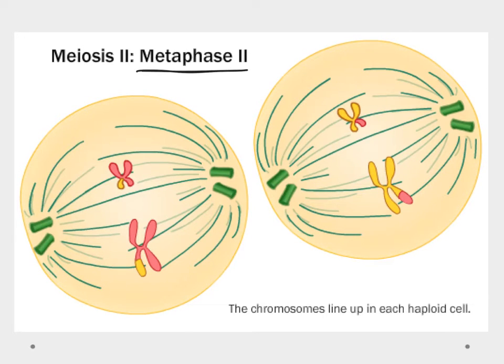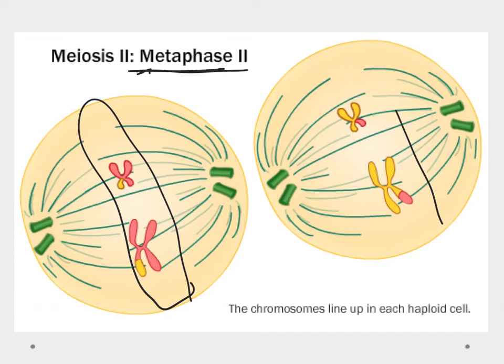Now we're in metaphase 2. Remember, M is the middle, so we'll see along the mid plate of the cell, or the metaphase plate, we're lining up these chromosomes, and they're getting ready. They're attached to the mitotic spindle, and they're ready to divide.